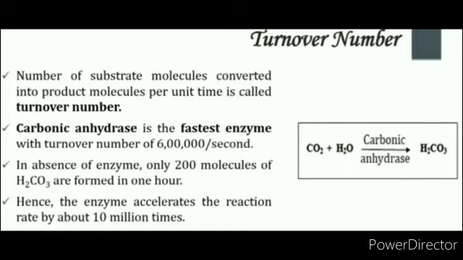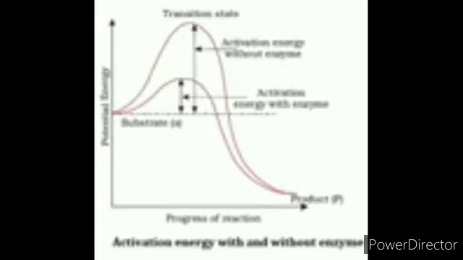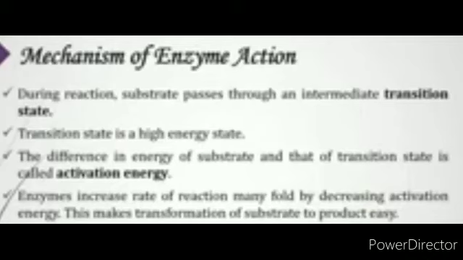In the absence of enzyme, only 200 molecules of H2CO3 are formed in 1 hour. Hence, the enzyme accelerates the reaction rate by about 10 million times. During the reaction, the substrate passes through an intermediate transition state.